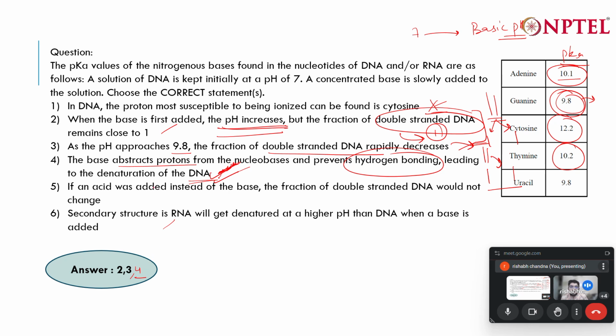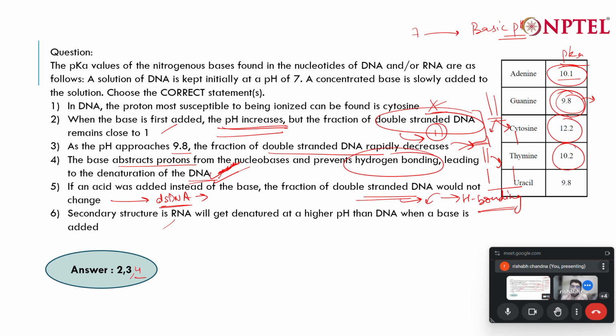Now, if an acid was added instead of a base, the fraction of double stranded DNA would not change. Yes, because all the DNA molecule is already protonated. If we add an acid, in that case, the pH would decrease. But in that case, what would happen? It would hamper the hydrogen bonding. So the double stranded DNA would definitely start changing because the hydrogen bonding will be hampered because of the very low pH of the solution.